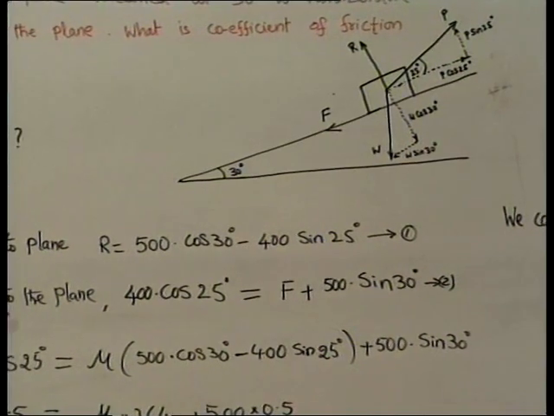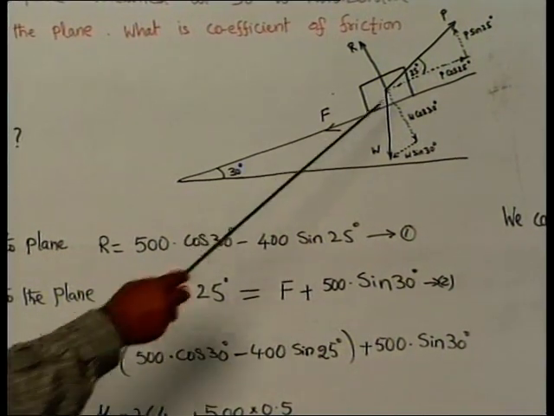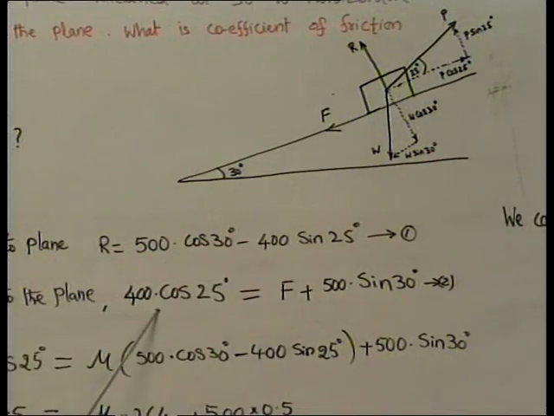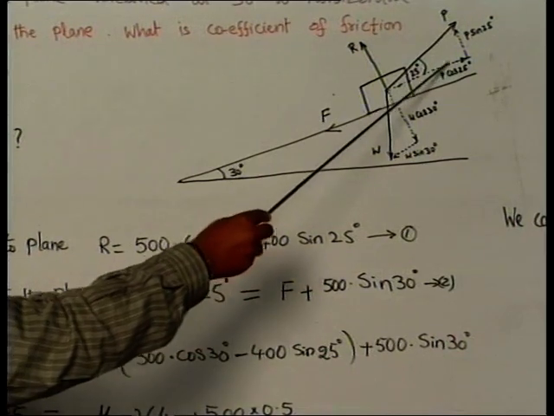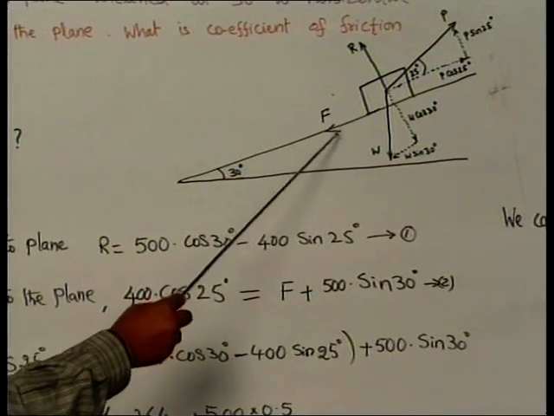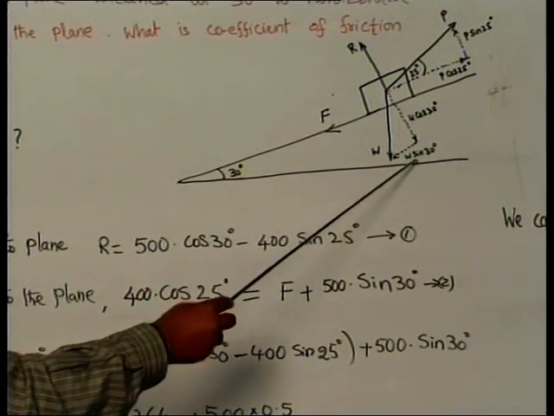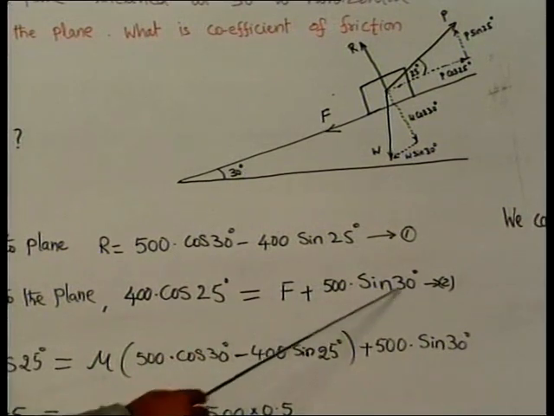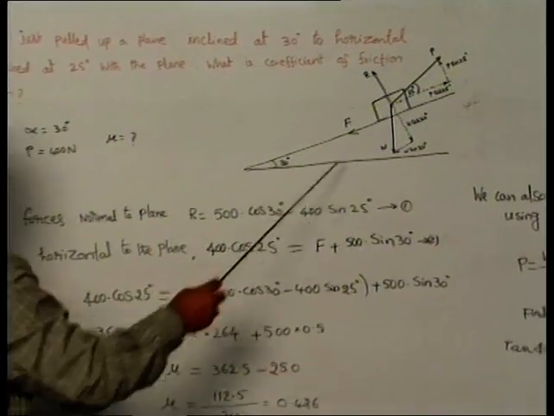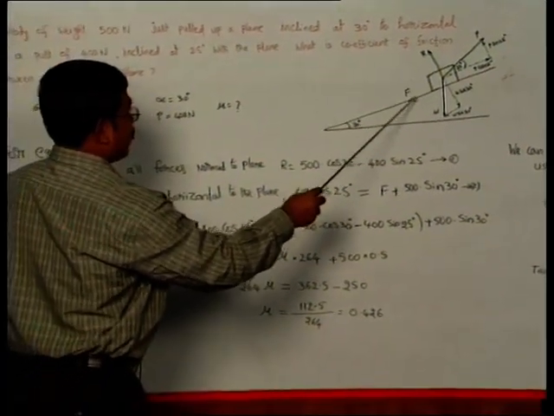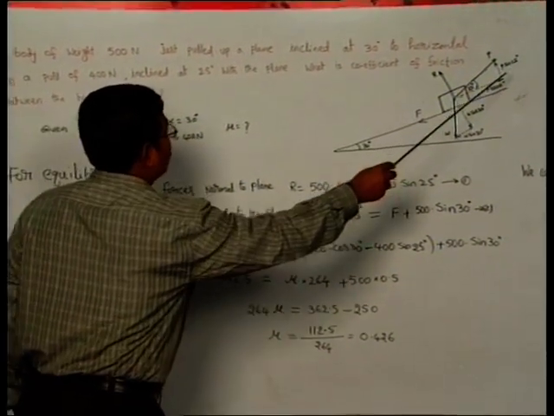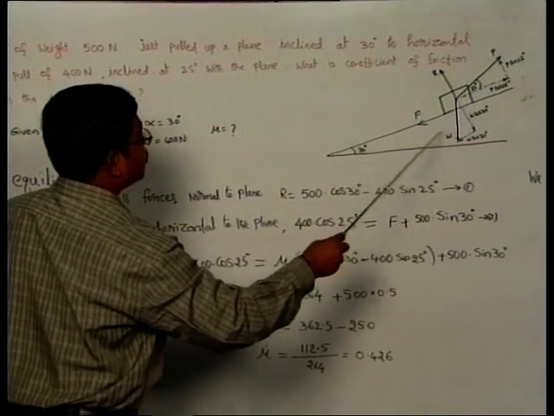Now resolving all the forces horizontal to the plane, that is P cos 25, that is 400 cos 25, which is acting in the rightward direction, is equal to the leftward direction forces, the frictional force F as well as 500 sin 30. So that is F plus 500 sin 30. This direction of friction is very important because the body is pulled up the plane, therefore the frictional force is in the opposite direction.